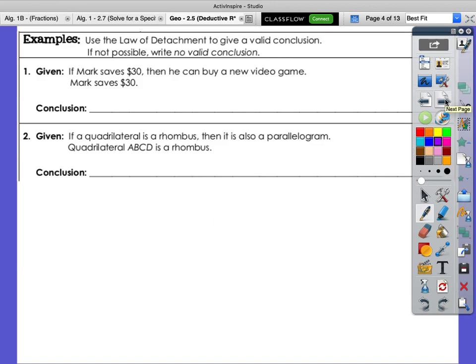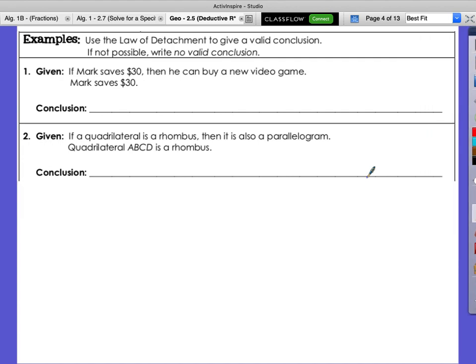So we're going to use the law of detachment to see if we can give a valid conclusion, and if we can't, we're going to write no valid conclusion.